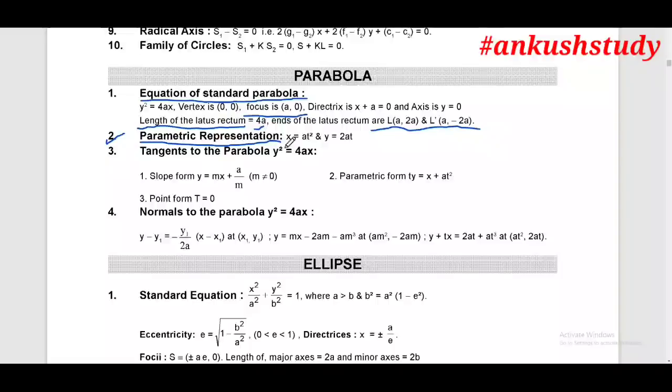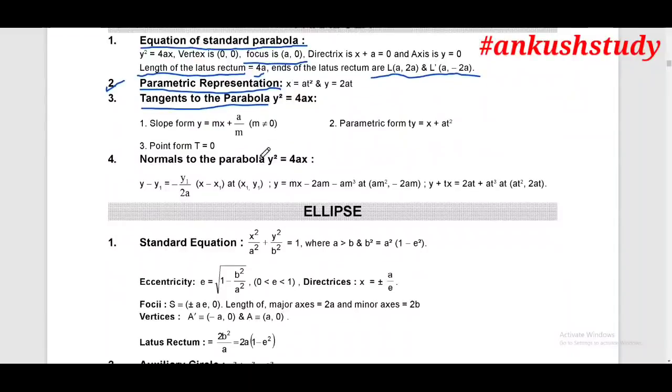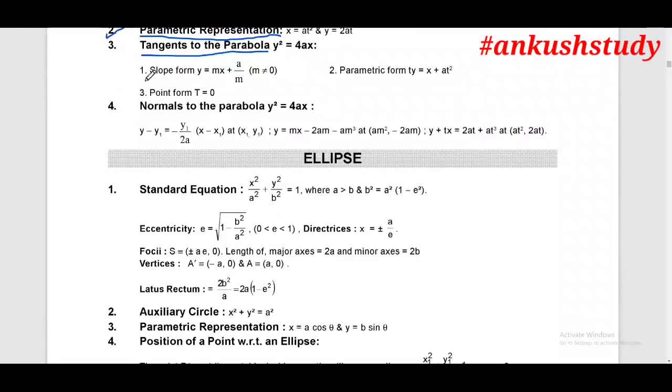Okay, so now the second formula is parametric representation. x = at² and y = 2at, and then the tangents to the parabola y² = 4ax. Slope form, y = mx + a/m when m ≠ 0. Parametric form, ty = x + at², and the third one is point form, T = 0.